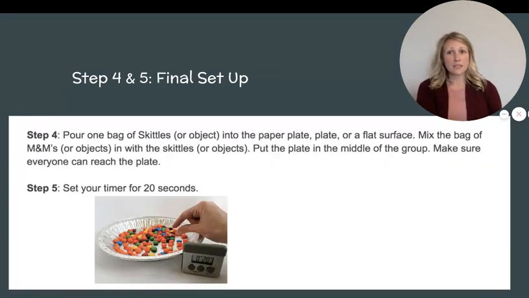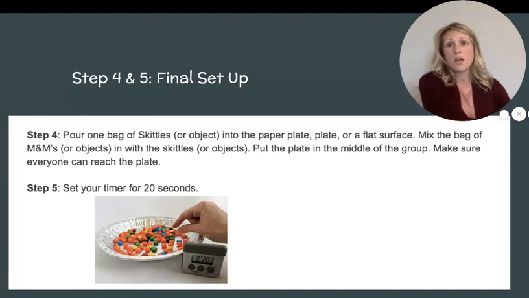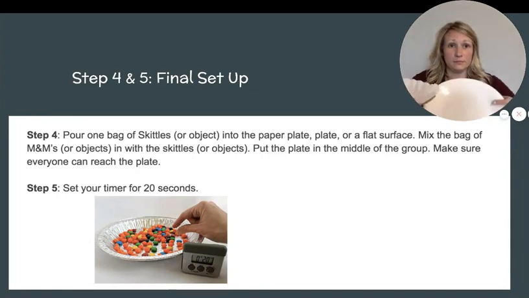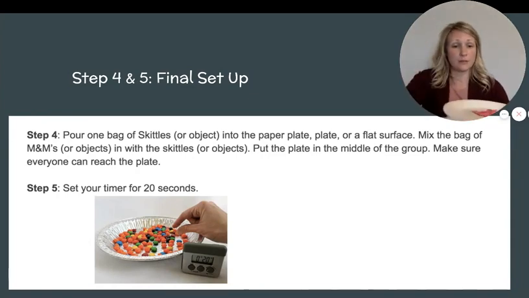So now the final step is for me to pour a bag of Skittles or my construction paper. So I'm going to choose my red one first. I'm going to start with my red habitat. I'm going to pour this onto my plate. So I'm going to take it and pour it out. So I've got that, and I've got it kind of mixed up.